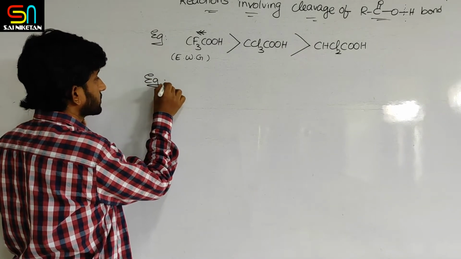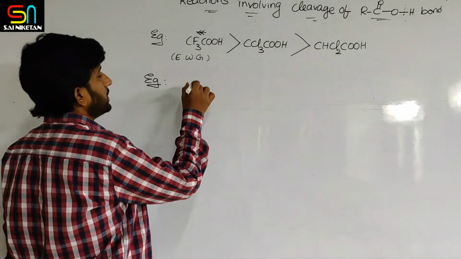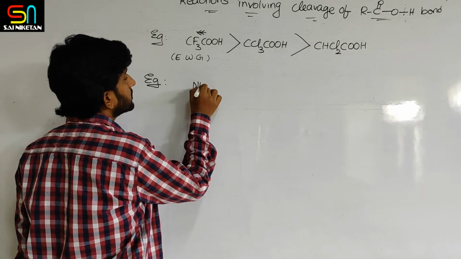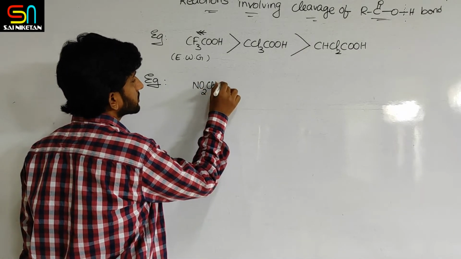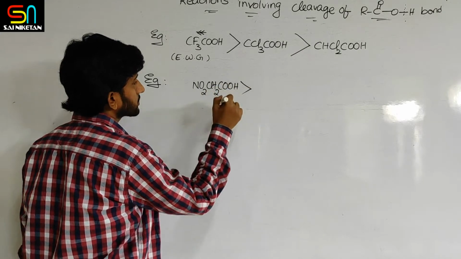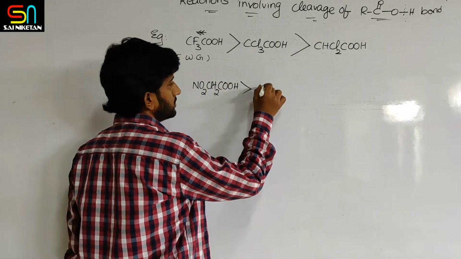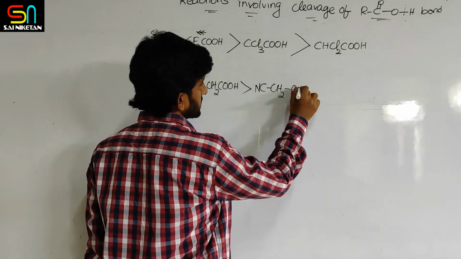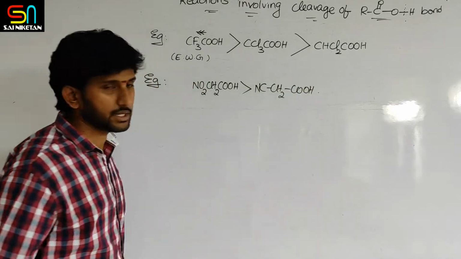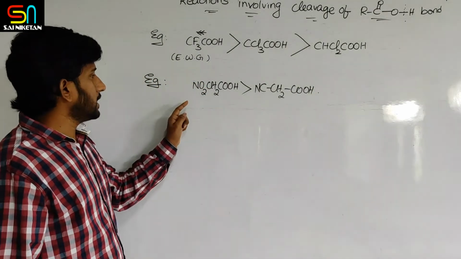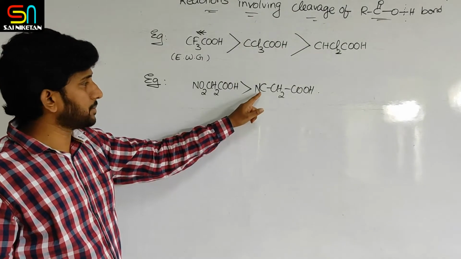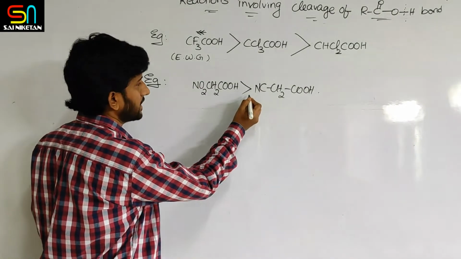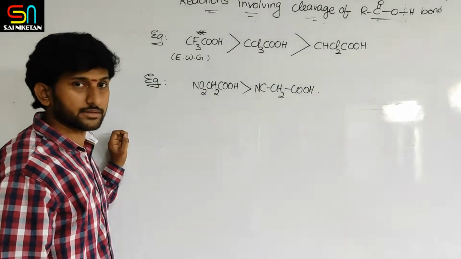Example 2. Let us take nitro and cyanoacetic acid. Nitro group is a stronger electron withdrawing group compared to the cyanide group. So nitroacetic acid is a stronger acid than cyanoacetic acid.